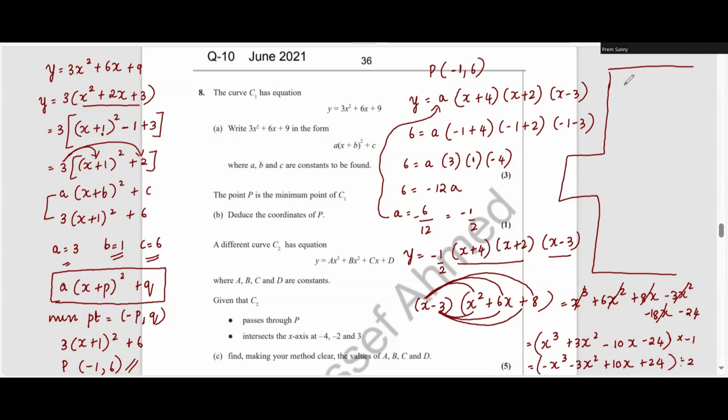Now we have minus 1 by 2 x cube, minus 3 by 2 x square, plus 10 by 2 is 5, so 5x, and 24 divided by 2 is plus 12. So when we compare this with ax cube plus bx square plus cx plus d, my a value will be minus 1 by 2, b value will be minus 3 by 2, c value will be 5 and d is 12. This is our final answer.